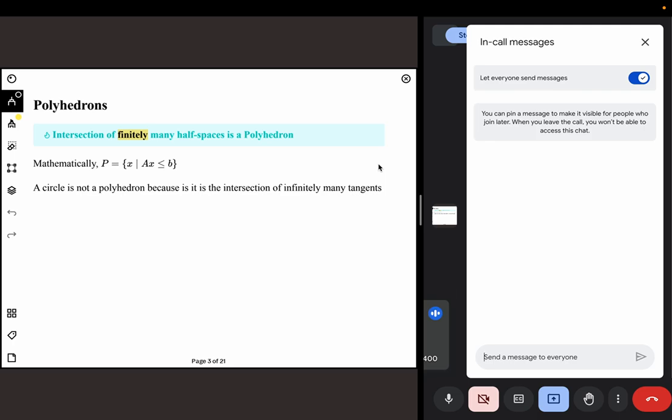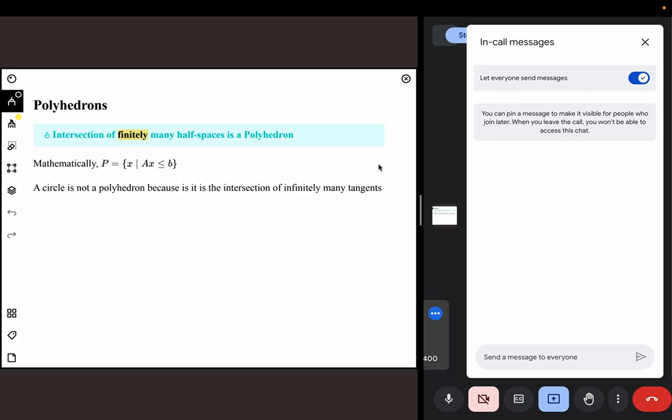A polyhedron is defined as an intersection of finitely many half spaces. A half space is basically denoted by ax less than or equal to b. When you have a finite number of them and group all of them together, the intersection of all those is called a polyhedron. Obviously, each half space is a convex set, and the intersection of convex sets is a convex set, so a polyhedron is also a convex set. Mathematically, we represent it in this particular way.